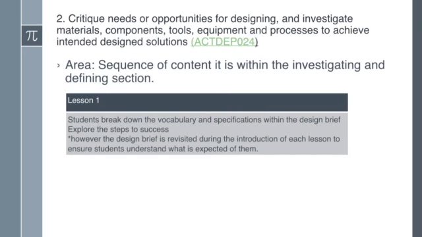This is particularly relevant to lesson 1 as the students are breaking down the vocabulary and specifications within the design brief. They're also exploring the steps to success. And this content descriptor falls under the investigating and defining section in the sequence of content, which we can see reflected in that lesson because they're investigating.